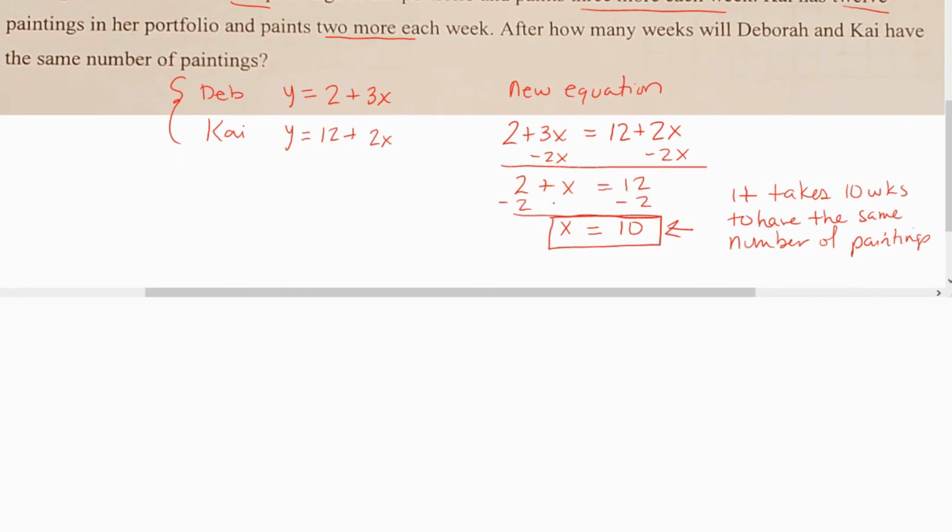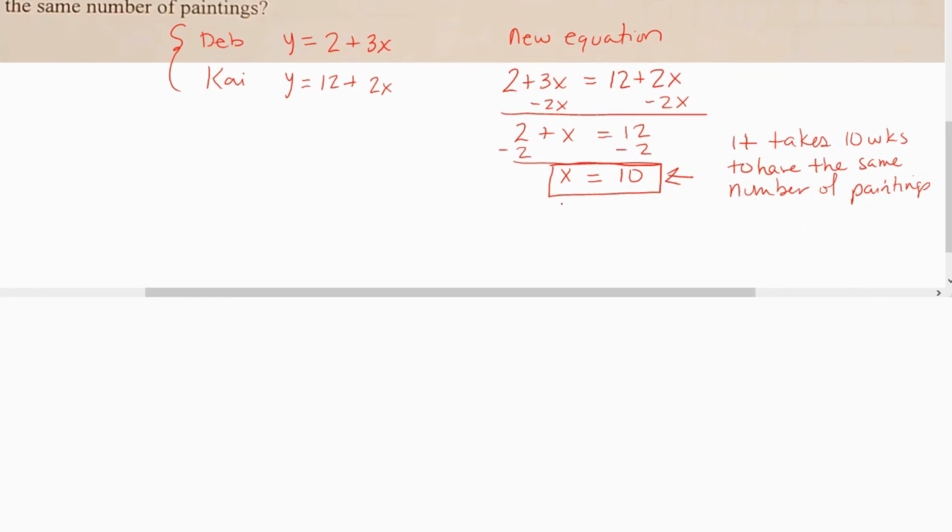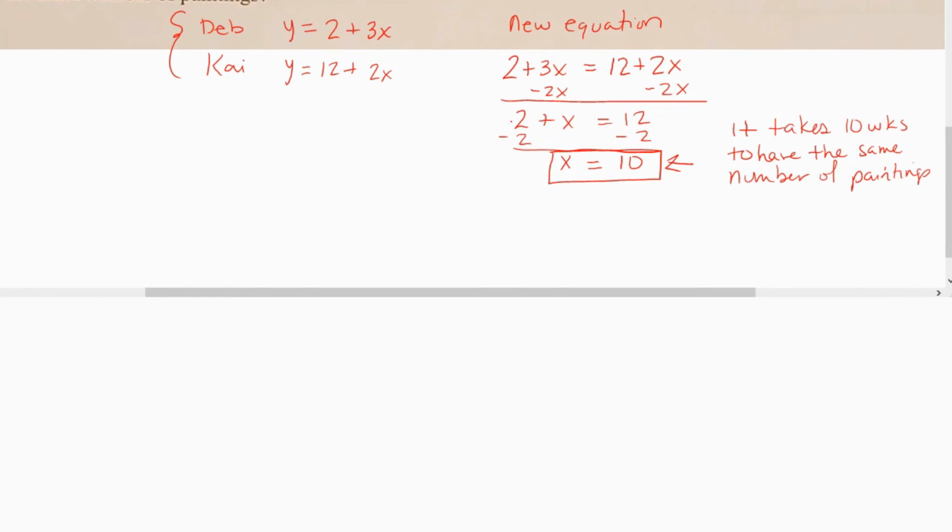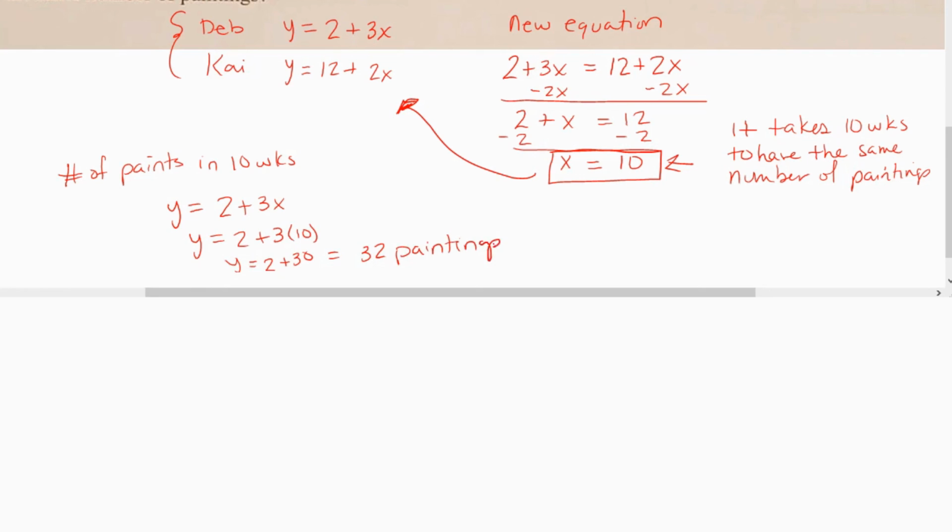If our problem asked us to find how many paintings the girls would have, then we would take our 10 and we would plug it into one of the original equations. Let's do it. Number of paintings: the girls will have 32 paintings, both of them, after 10 weeks. That concludes our lesson. Good luck with your practice.